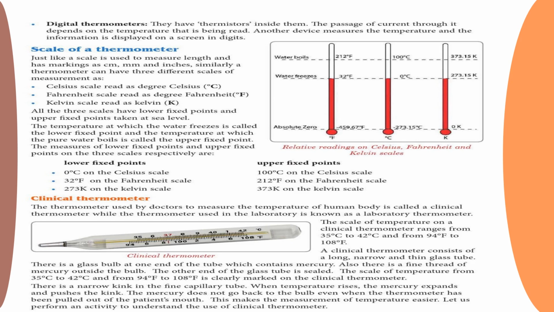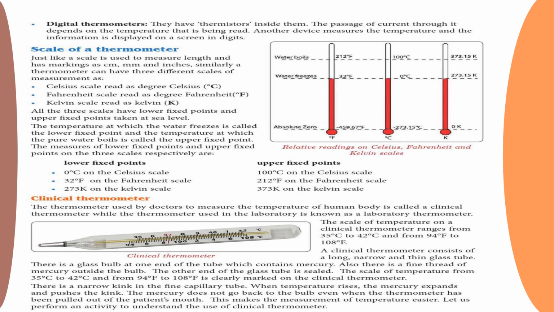There is a very short range of temperature in a clinical thermometer, that is from 35 degrees Celsius to 42 degrees Celsius. The short range of a clinical thermometer is because the temperature of the human body normally does not go below 35 degrees Celsius or above 42 degrees Celsius. Just above the bulb containing mercury, a clinical thermometer has a kink in its glass tube which is to prevent the backflow of mercury into the thermometer bulb.